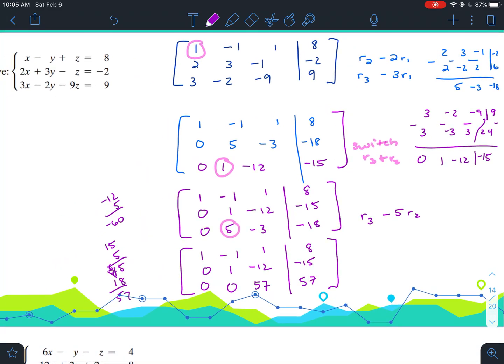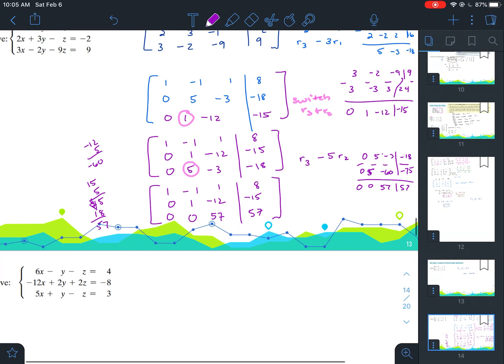So again, I did row 3, which was 0, 5, negative 3, and negative 18, minus 5 times row 2. So 5 times row 2 would be 0, 5, negative 60, and negative 75. And when you subtract those, you would get 0, 0, 57, and 57. And that's what we got.